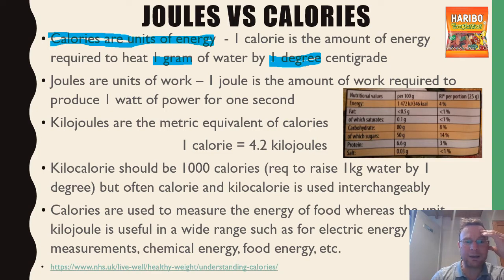A kilocalorie, let me just rub that out. A kilocalorie is equivalent to 1,000 calories. So it's the amount of energy required to raise a kilo or a litre of water by that same 1 degree at 15 degrees. So from an energy perspective, we need to suggest that our food calories is a unit of energy.